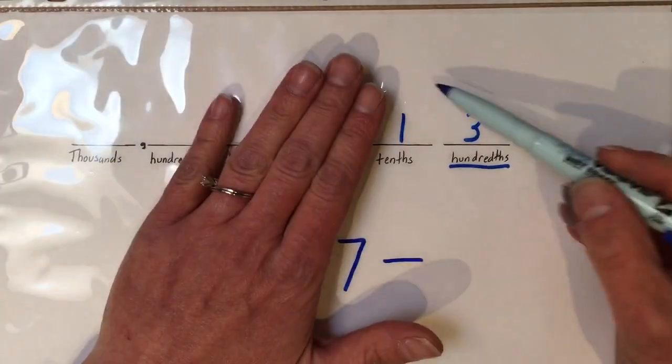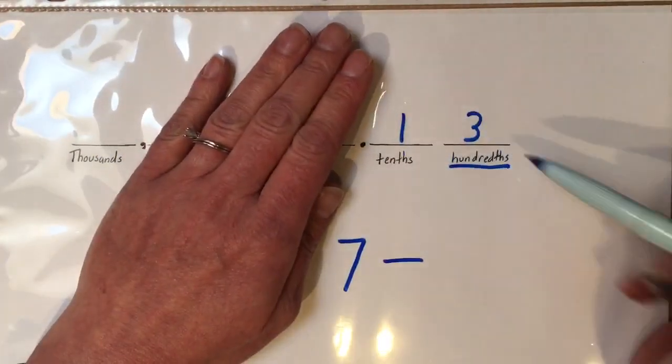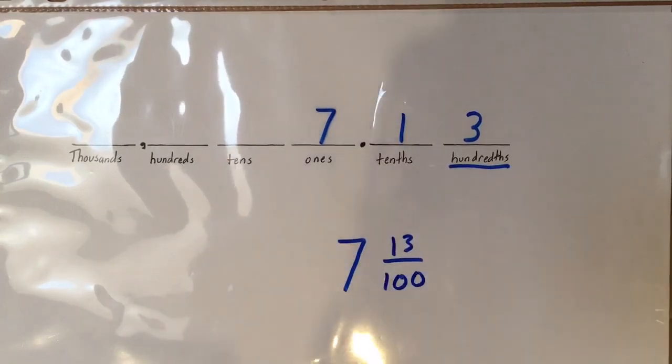I'm only writing a fraction for this side. This is a whole number. It is just a normal number. I'm only writing the fraction for this side. 13/100ths would be like this.